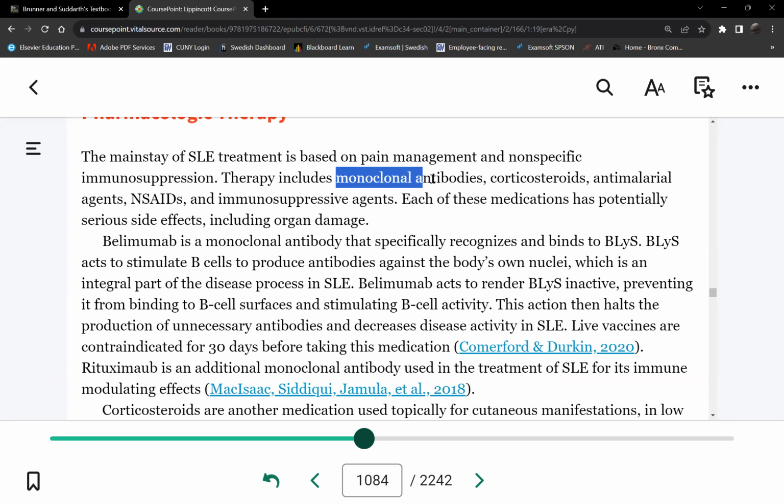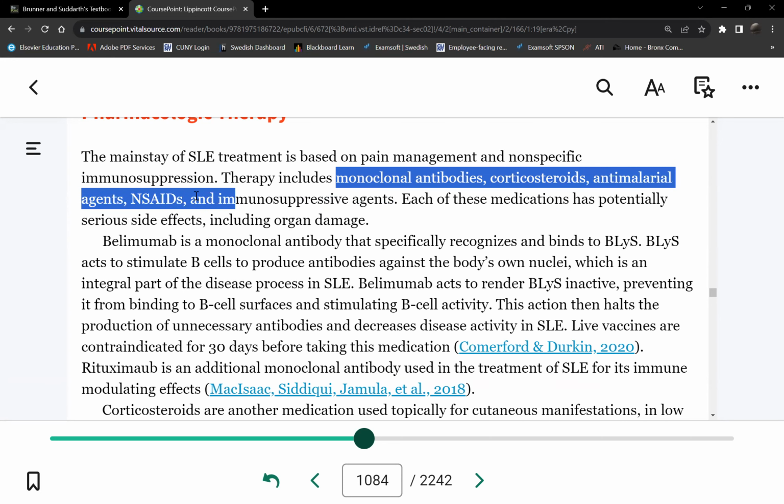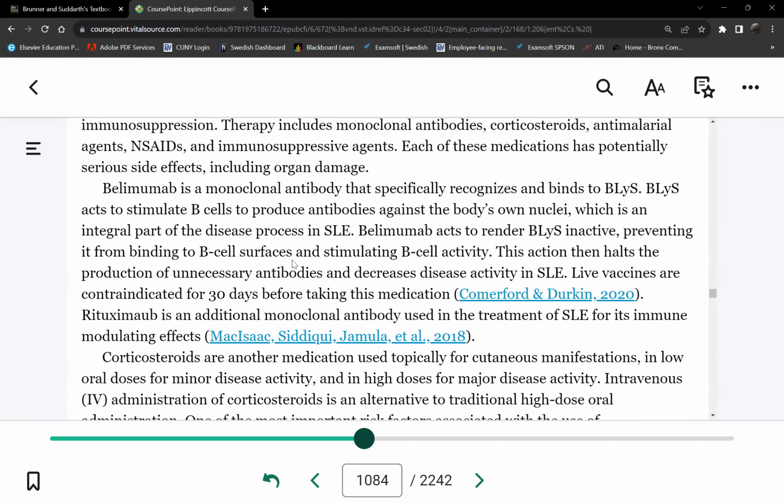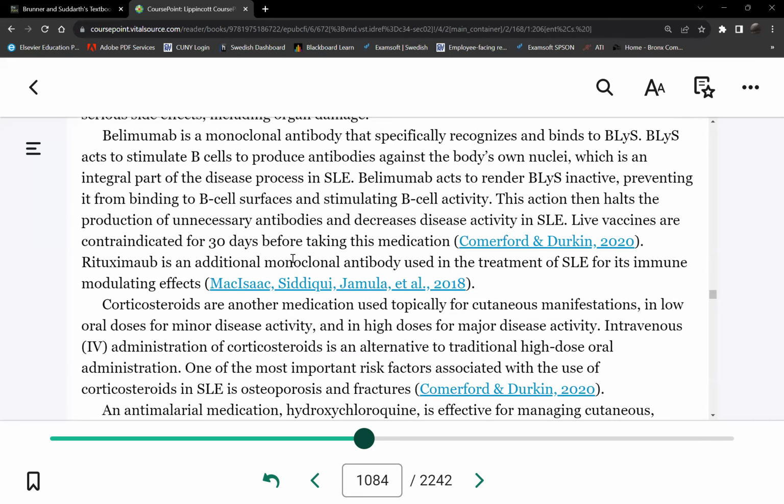These are expensive. Monoclonal antibodies are expensive. Steroids you know about from Cushing's and Addison's. We have anti-malarial agent, which is hydroxychloroquine. NSAIDs, that's Aleve, ibuprofen, and immunosuppressive agents. So we have a list here in the next succeeding paragraphs. So this is the expensive monoclonal used to treat lupus.